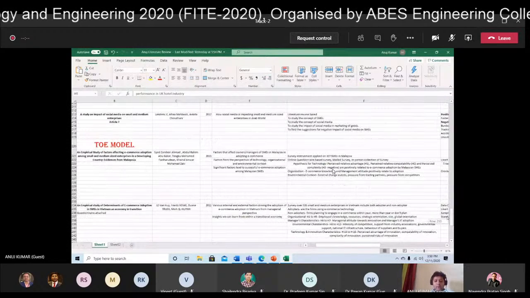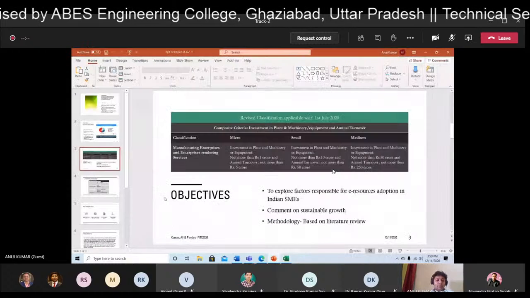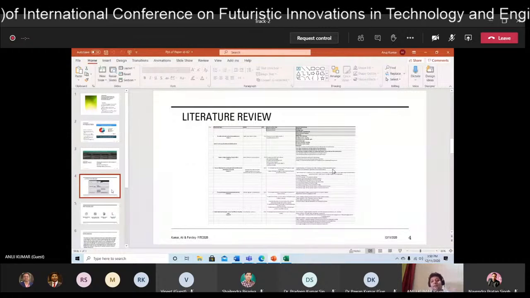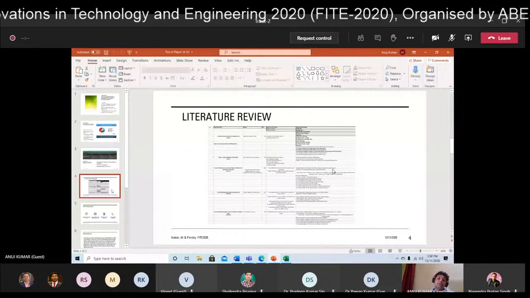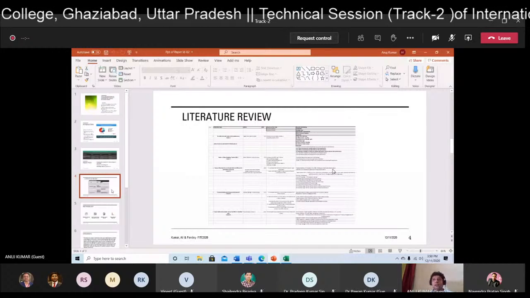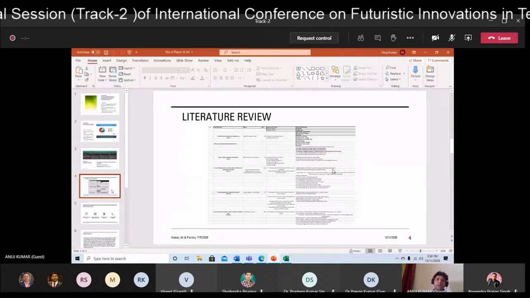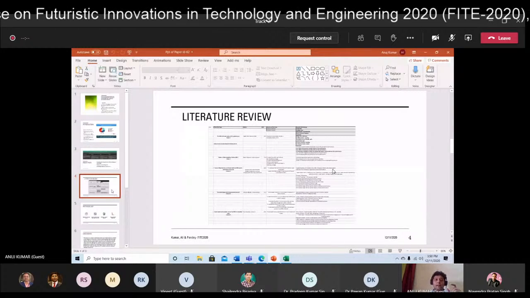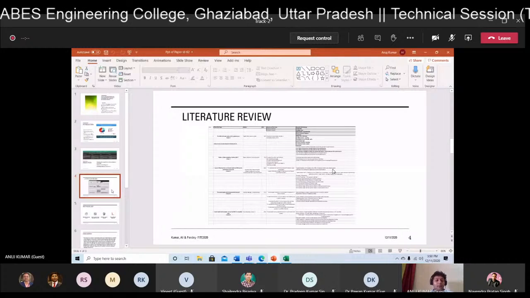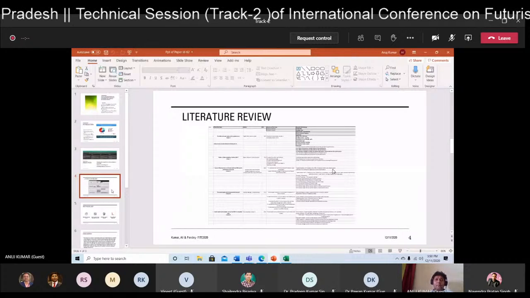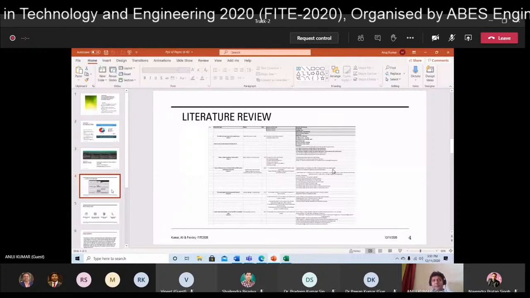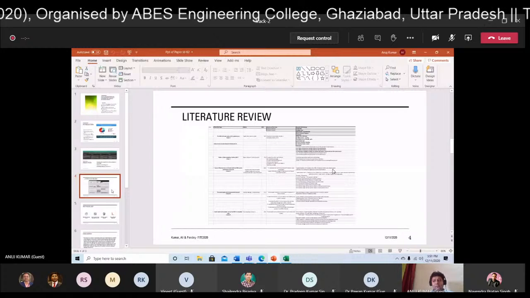TOE model. Now let's come back to my presentation. Next slide. This complete Excel was not coming, so I just put in a screenshot. I've already shown you the complete Excel. What are the inputs from the literature review? If we talk about adoption of e-resources in Indian SMEs, it is at a very nascent stage. Mostly the studies are in foreign countries, and that too only in the previous 10 years. In India, this is at a very nascent stage, with only 4-5 contributions.